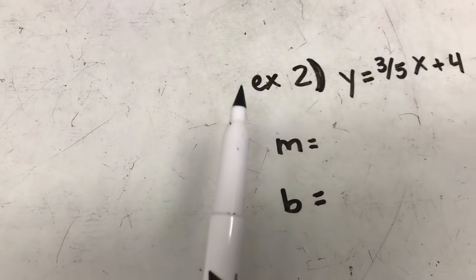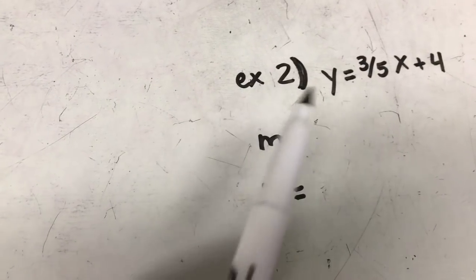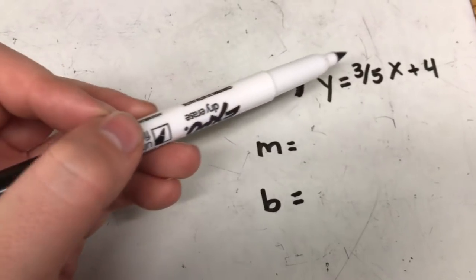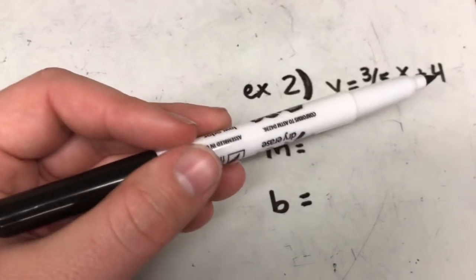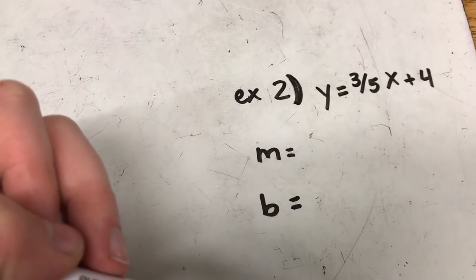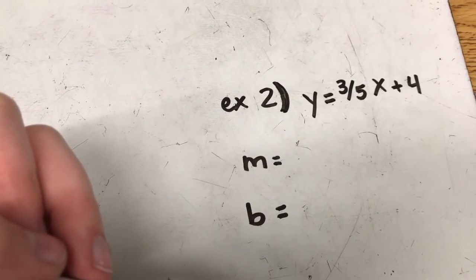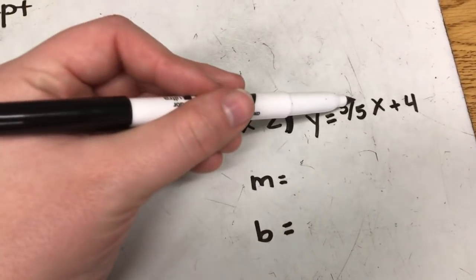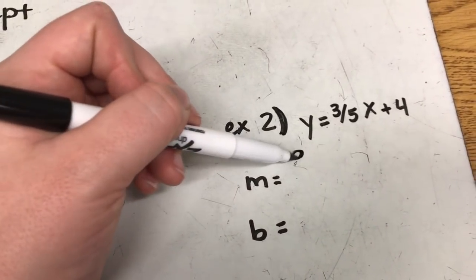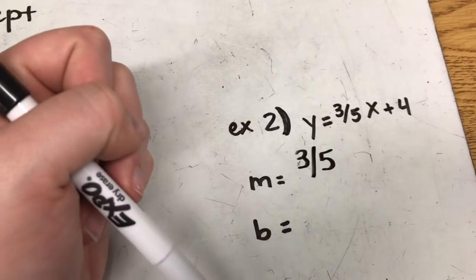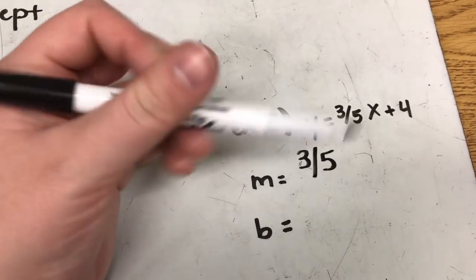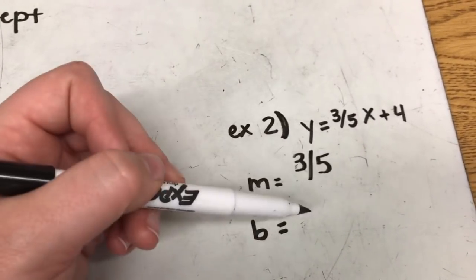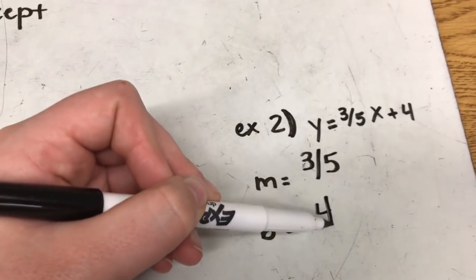Now I want you to try example 2. What is the slope and the y-intercept when y equals 3/5 x plus 4? All right, our number attached to x is our slope. In this case, that number is 3/5. Our number that is separate from the x term, our constant, is our y-intercept, which in this case is positive 4.